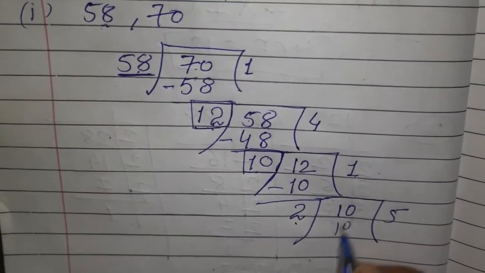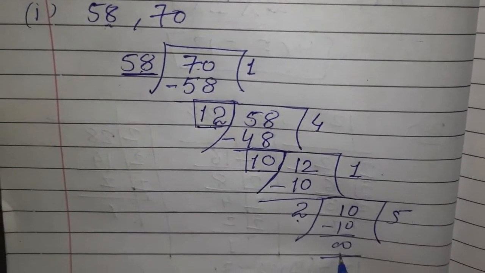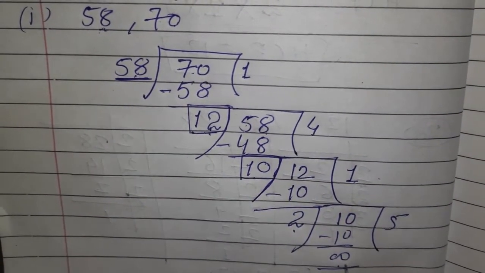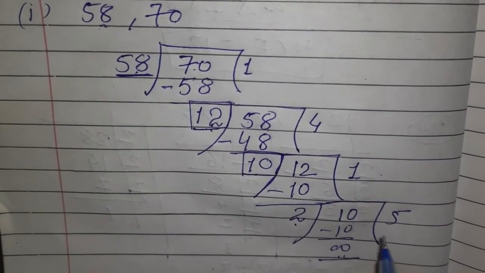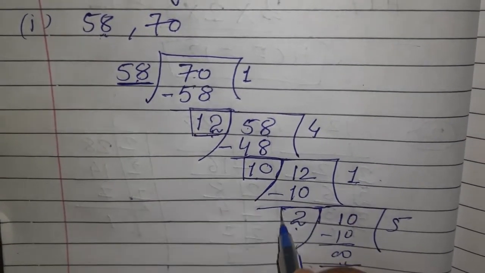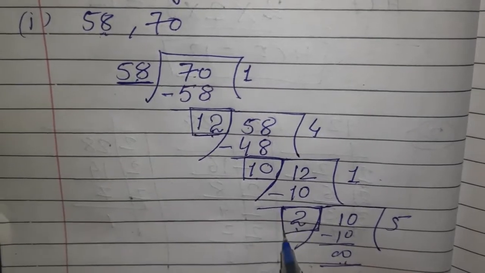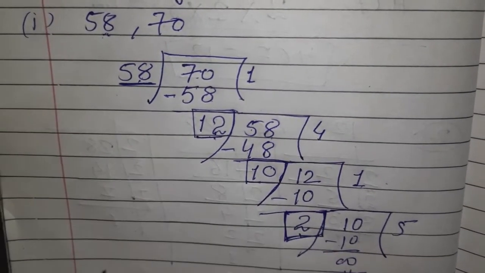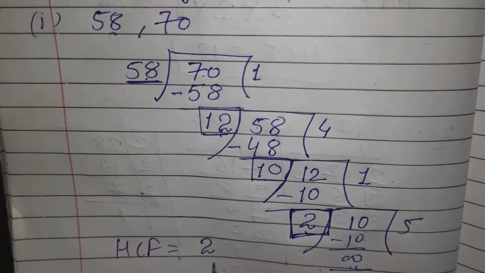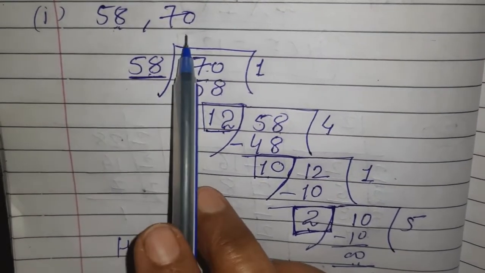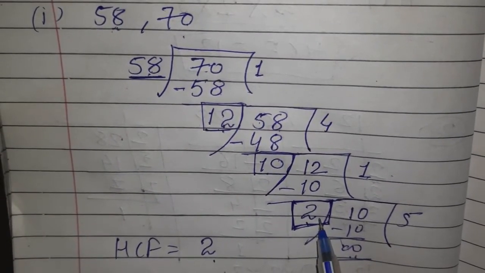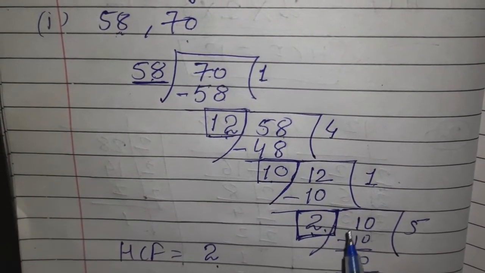2 5s are 10. See here. Now you are getting remainder 0. So you can carry on this division till you get the remainder 0. When you get the remainder 0, that divisor is your answer. This will be your answer. Means this 2 is the HCF. What is the HCF? 2. 2 is the HCF of 58 and 70. So this way you can find the HCF of any given numbers, 2 numbers or 3 numbers.